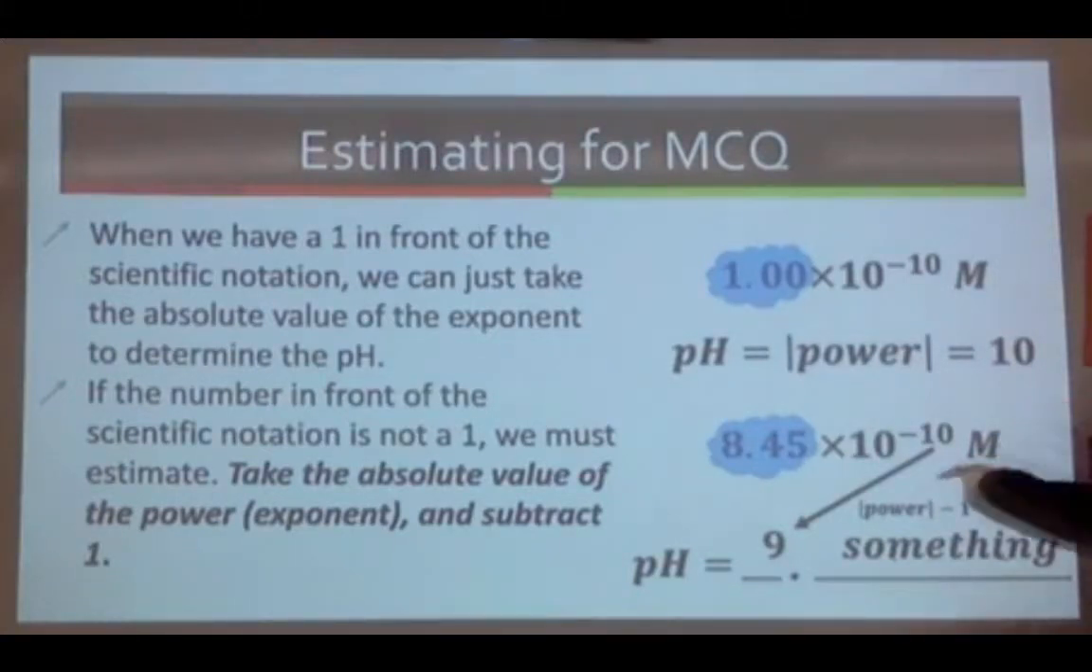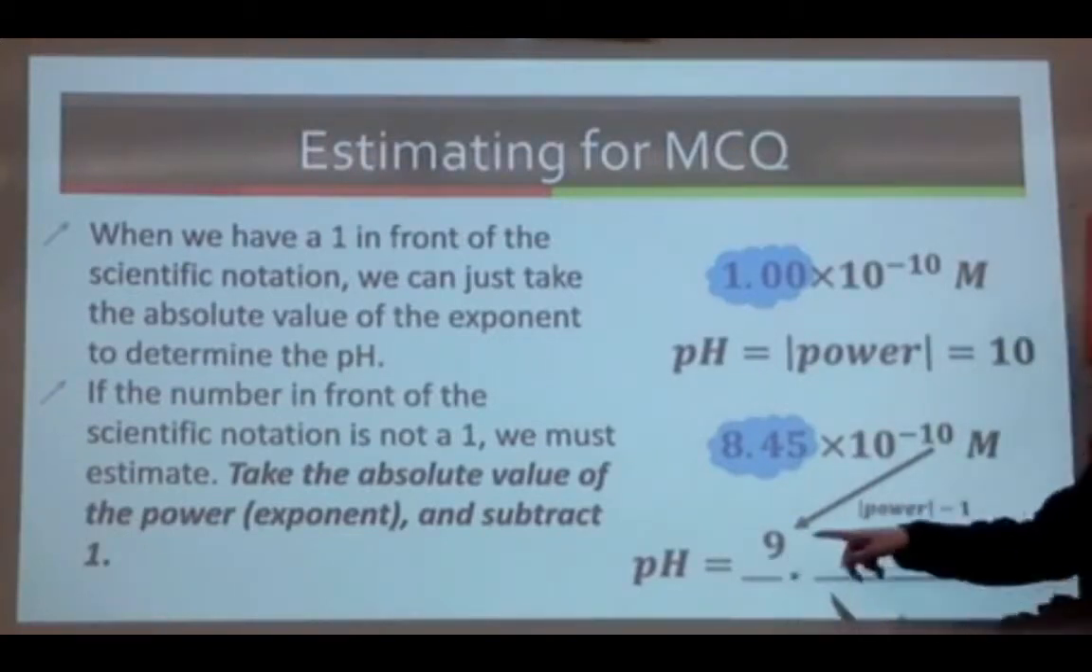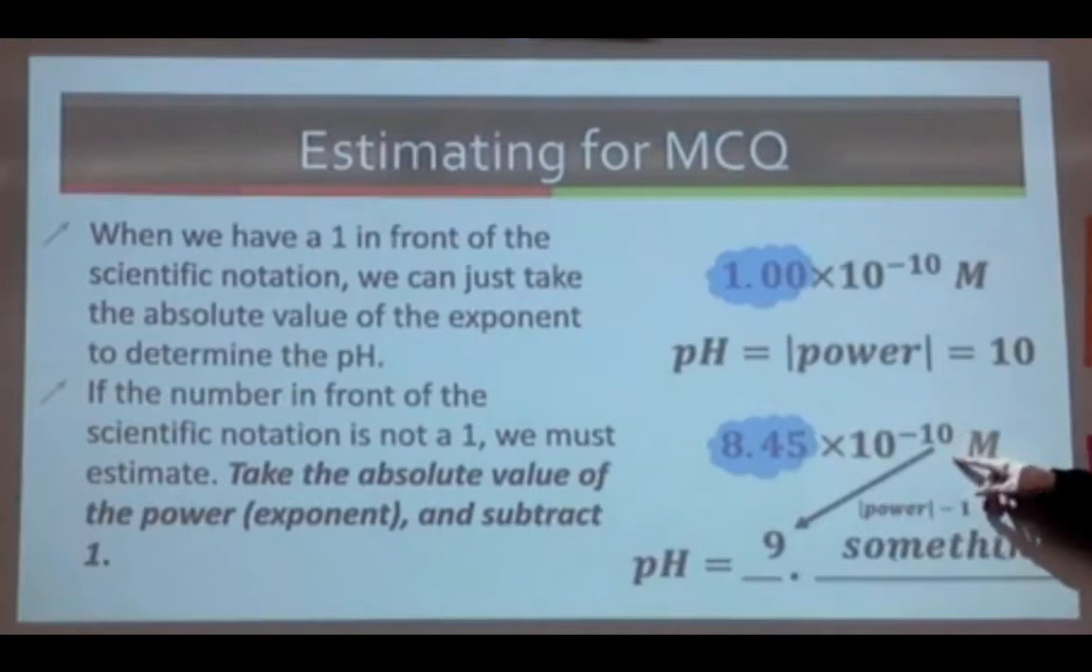if it were 1 times 10 to the negative 10, I would just say, okay, the pH is 10. If it's not a 1 in front, what we do is we take the positive value of the exponent and subtract 1. So the pH is somewhere between 9 and 10. That's just a way to estimate when you're looking at the negative log of a concentration.